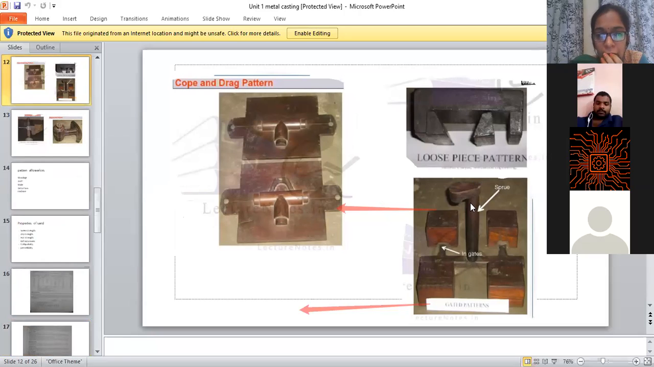Okay. So here you can see this third figure. What is this third figure? This is the gated pattern. Here you can see the gates.